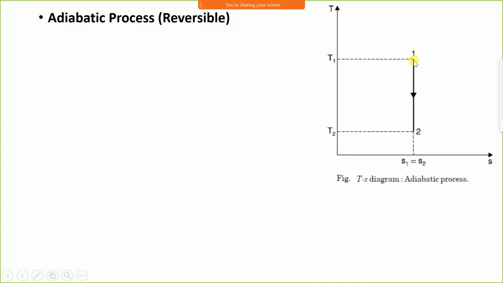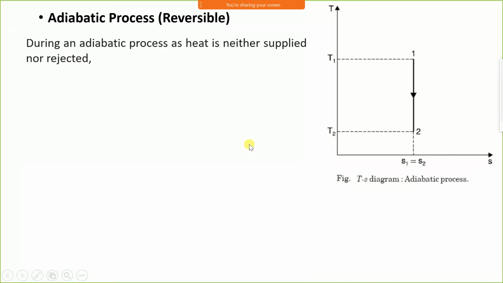Now, if you try to calculate the area under this line, it represents a point, and point is 0. We know that during adiabatic process heat transfer is 0, and also we have checked from the TS diagram that change in entropy is 0. Then temperature into entropy change will be 0, that is heat transfer is 0.